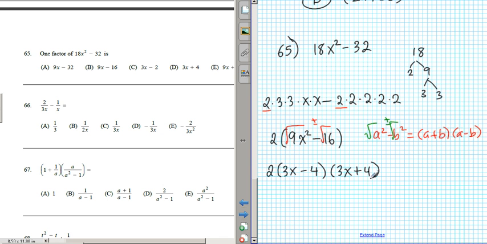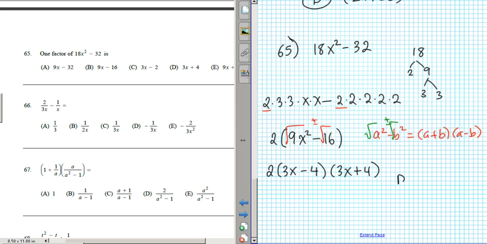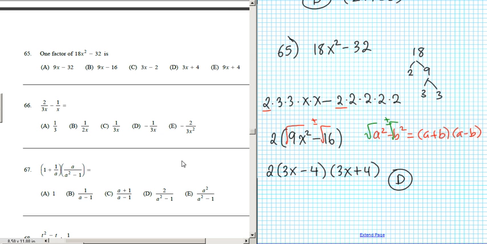Okay? And the question says which of these is a factor? So which of these show up as one of these factors here? So 3x plus 4, your answer is D. Okay? So the answer to 65 is D. Alright, now let's move on to number 66.